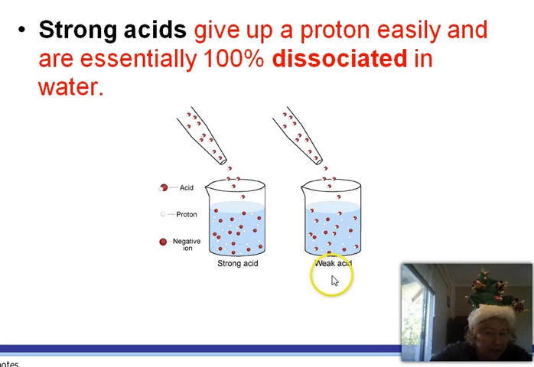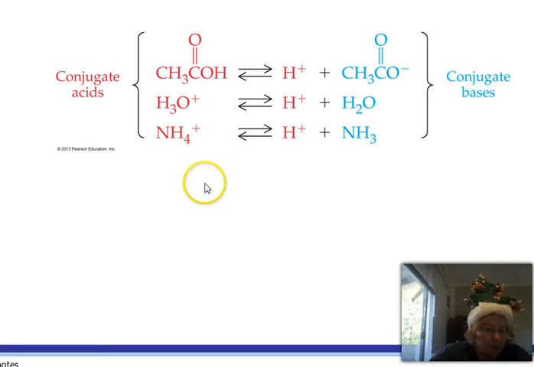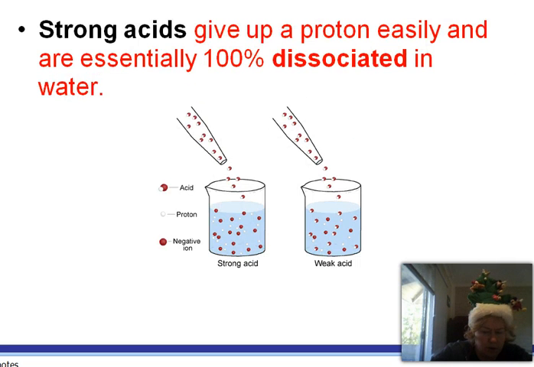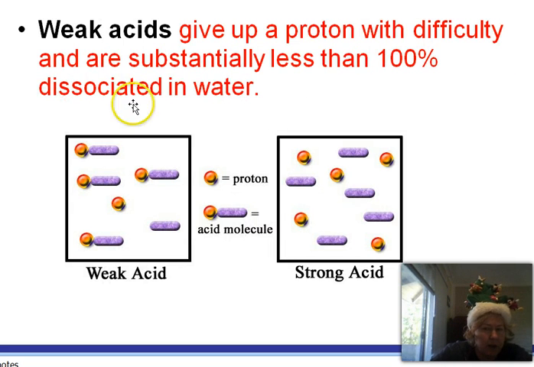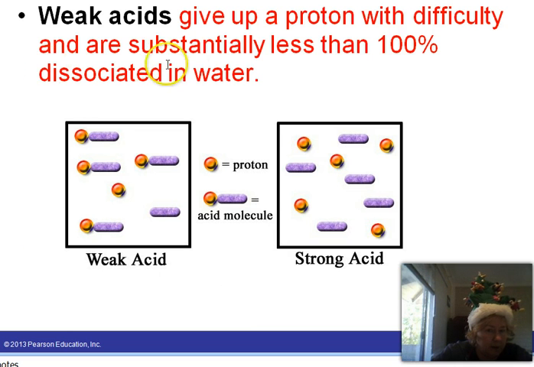A weak acid is still holding on to that proton. I'm not sure I'm ready to give that up. I think I'll just keep it. Strong acid, weak acid. Weak acid. There we go. A weak acid gives up the proton with difficulty and is substantially less than 100% dissociated in water. So here's our weak acid. It still has its proton attached. Here's the strong acid. It doesn't have the proton attached. Can you see the difference there? It's going to be the same with bases when we get there.